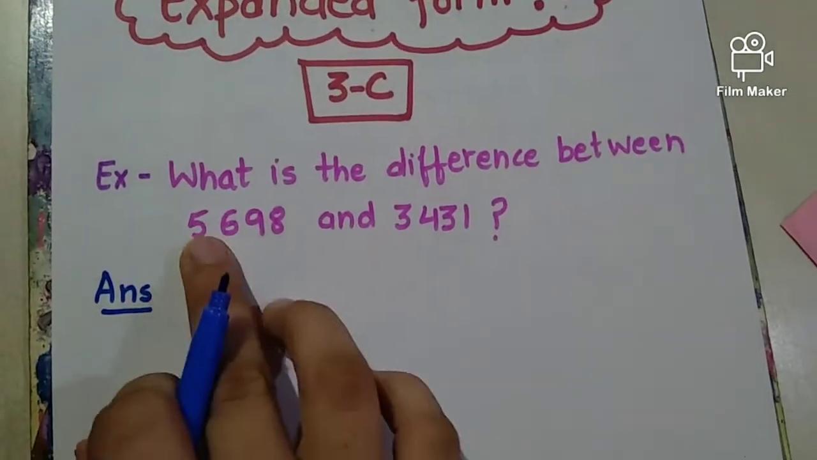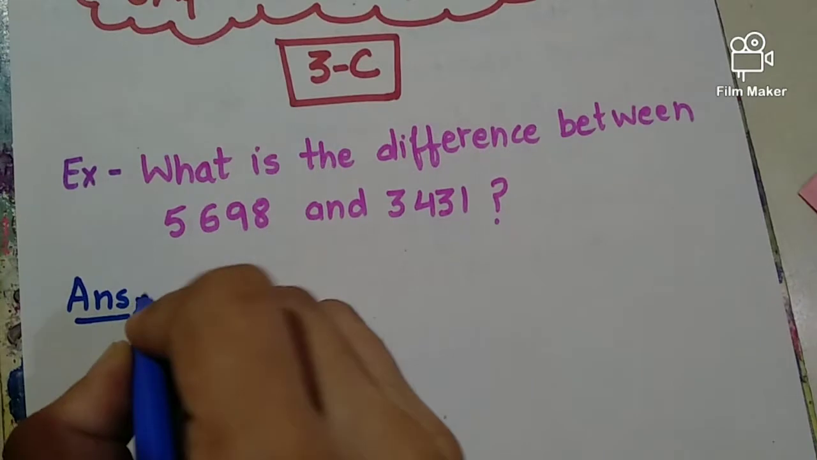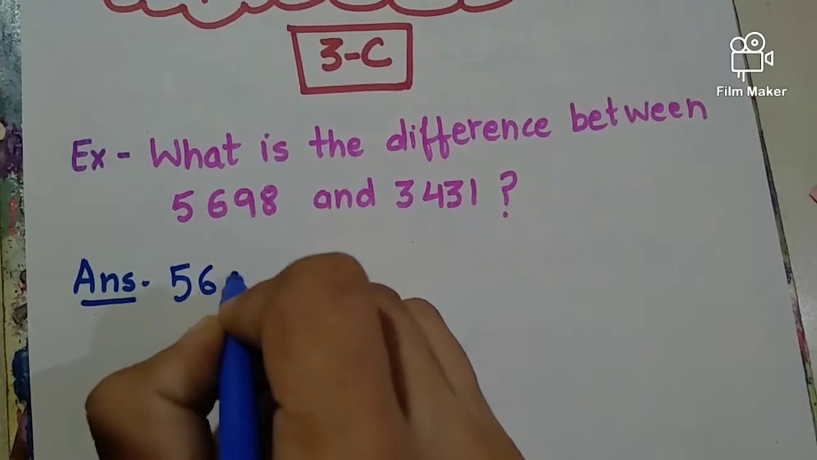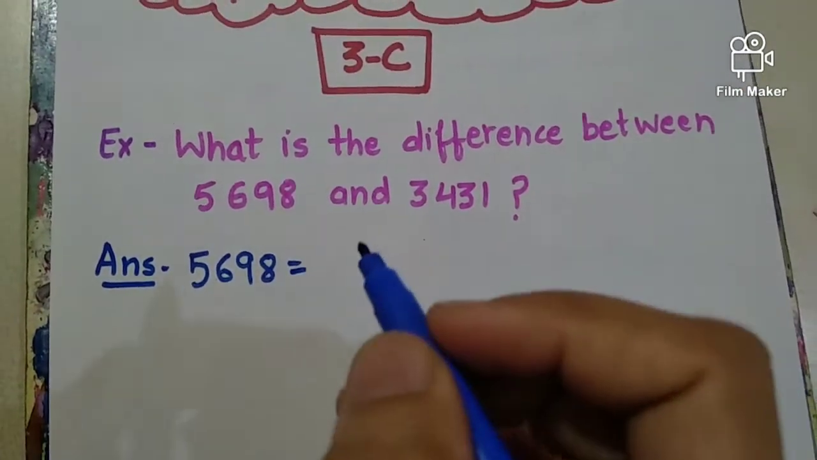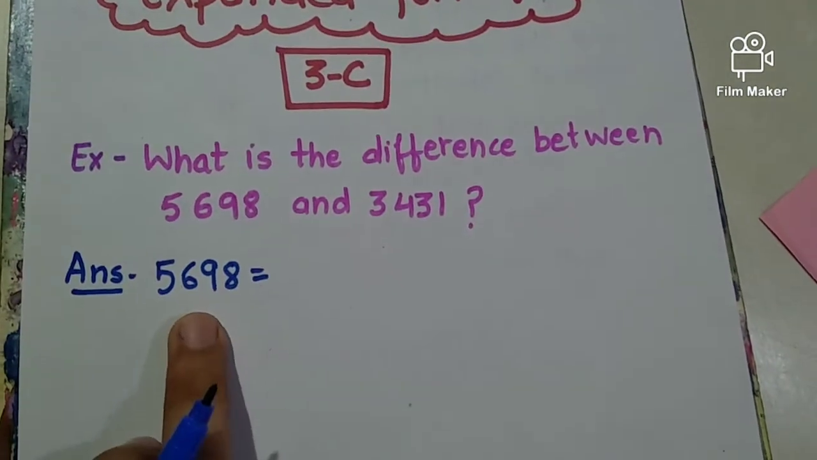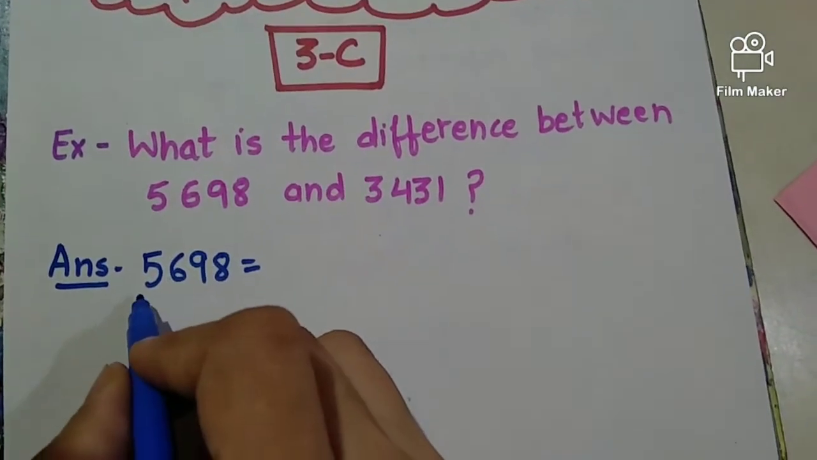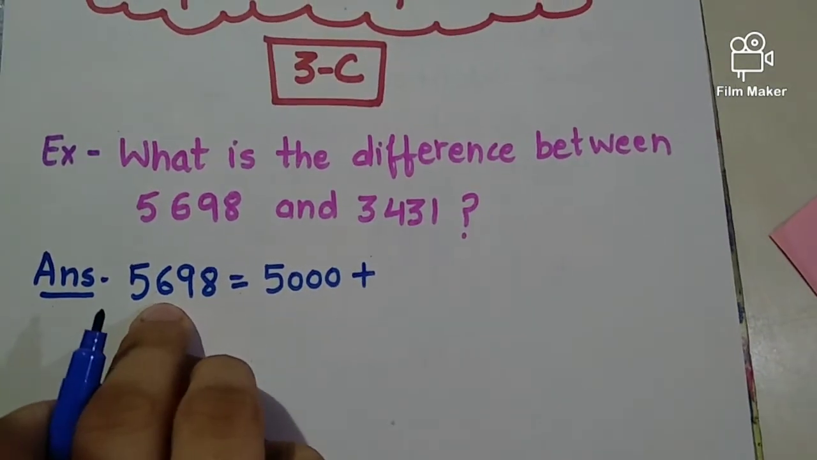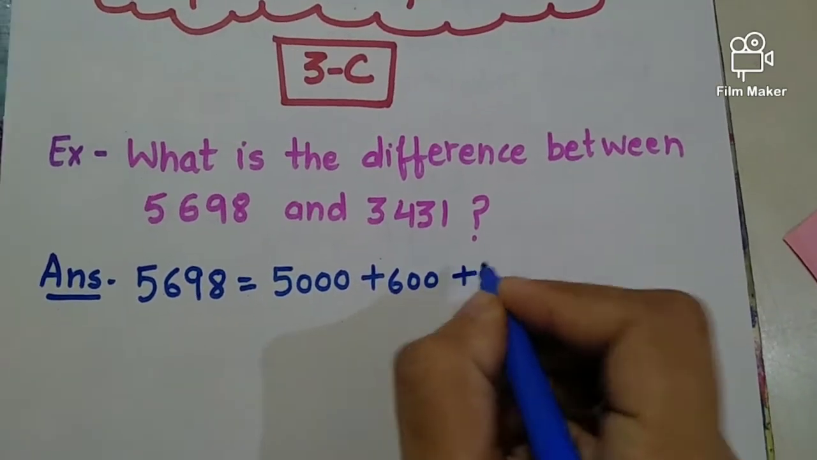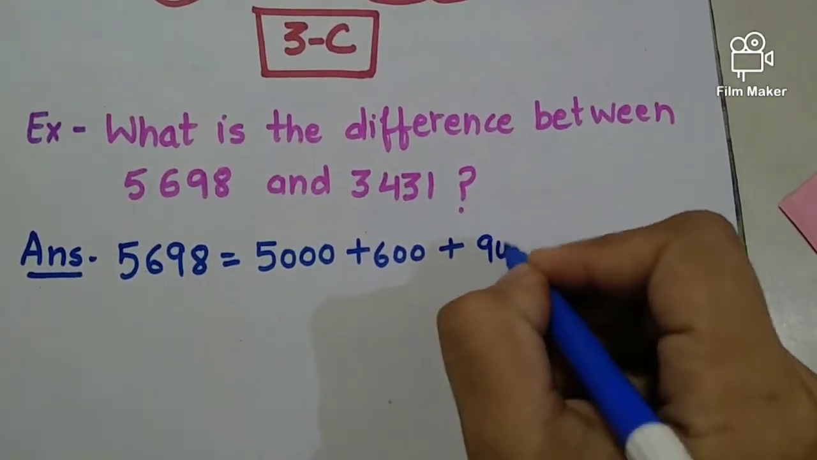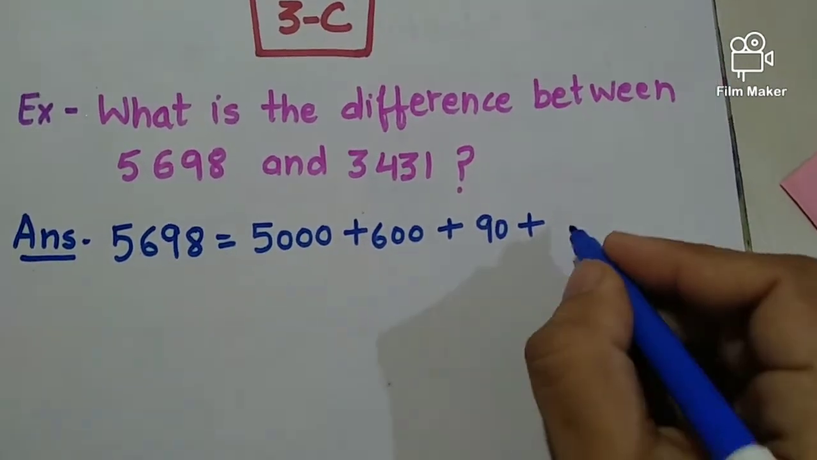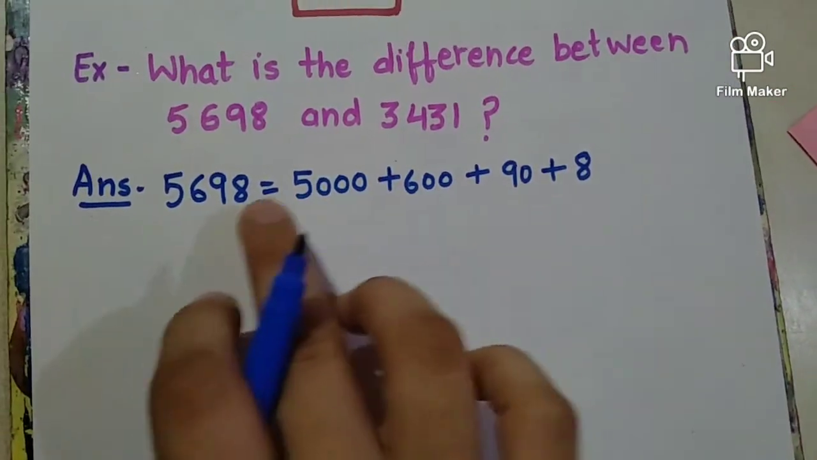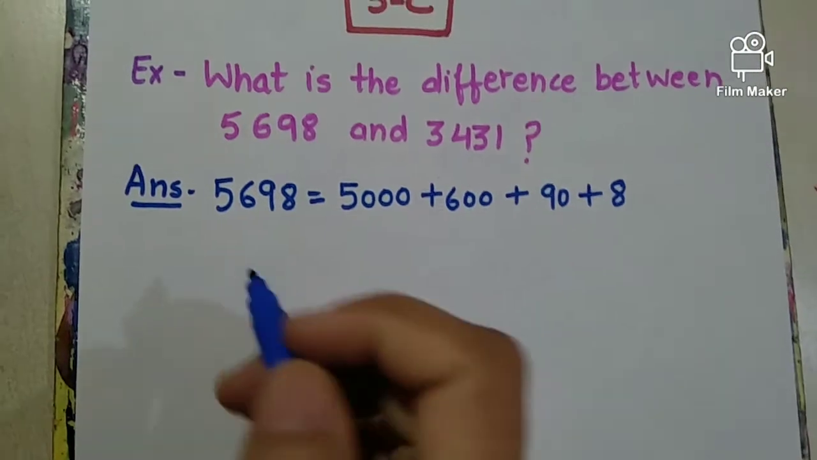First of all, let's start with the largest number. This is the biggest number between these two numbers. So let's take this number, 5698. We have to expand this number. Expanded form method है, तो first of all we have to expand this number. So here 5000, yes, then 600, as it is, then 90, and the last one 8. Yes, so we expand this number: 5000, 600, 90 and then 8.